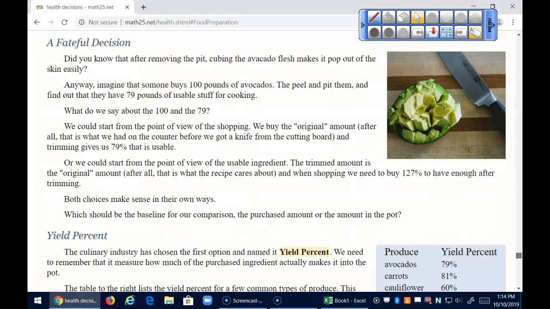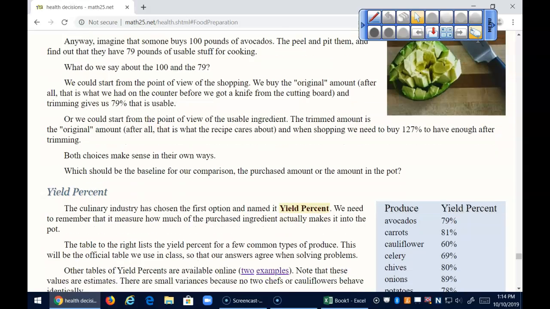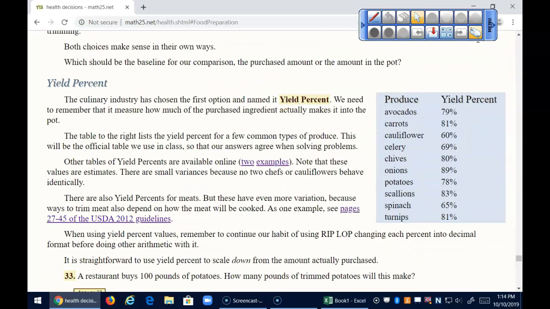Okay, so here are our yield percents. And of course, there's a lot more than that as far as types of produce in the world, but this will be enough to give us a variety of problems so we're not working with avocados all the time. If you want to try it with meats, you can think of it in the same way, because you have to trim meats. But we're not going to talk about that at all. That's really complicated. How you cook the meat, the kind of recipe, how the chef works, these numbers get even fuzzier than they are for produce. So we're just going to stick with the produce.